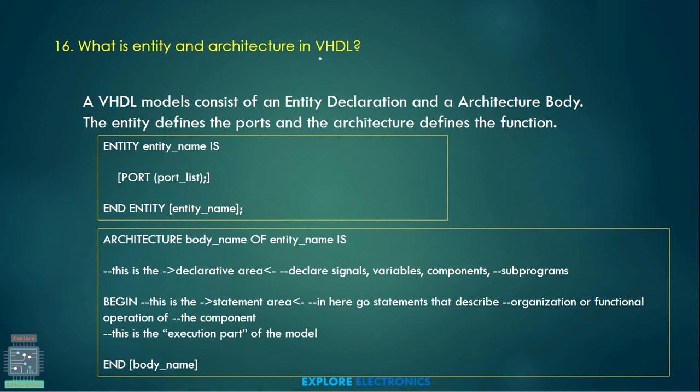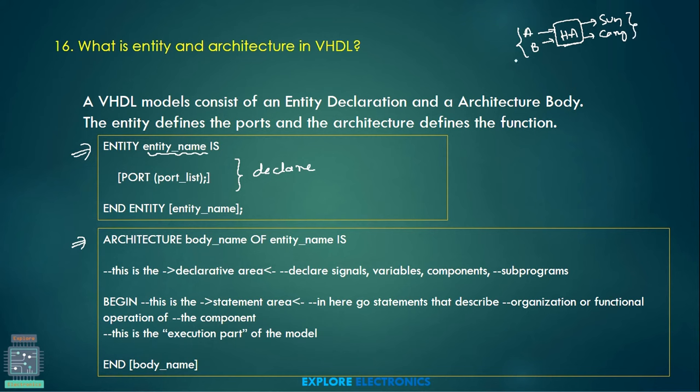And what are entity and architecture in VHDL? There are two components in VHDL. First, we will have an entity part, and then an architecture part. What are we going to write in the entity? Entity is a keyword here, and we write the name of the entity. And we are going to list out, or declare, the ports. What do you mean by declaration? If you are writing a VHDL code for a half adder, here we will have input A and input B, and we are expecting the output as sum and carry. In this device, we will have input ports A and B and output ports sum and carry. So we need to declare all those in this entity.